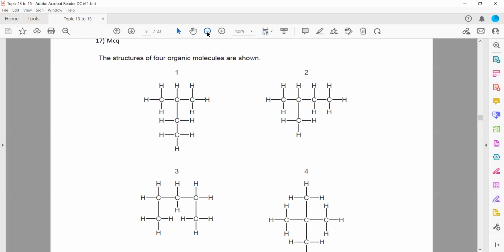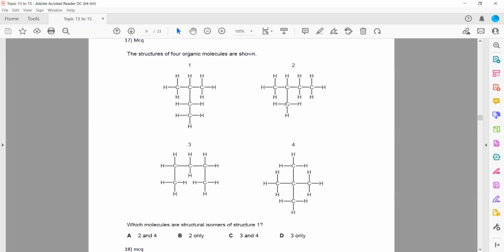In question 17, the structures of 4 organic molecules are shown. Which molecules are structural isomers? To be structural isomers, they should have the same molecular formula but different structures. So this is 5 carbon, 5 carbon, 5. So they all are C5H12.